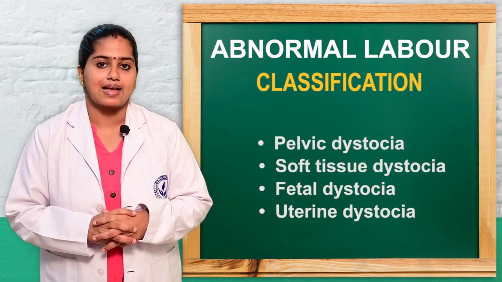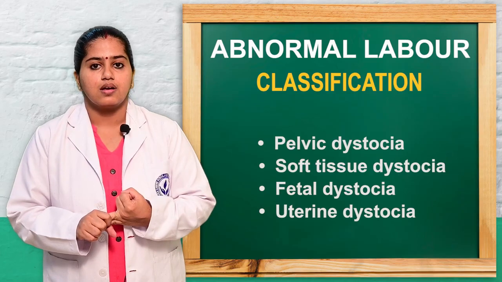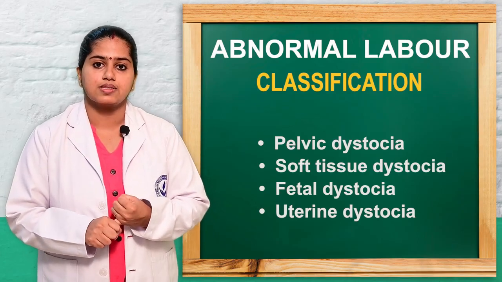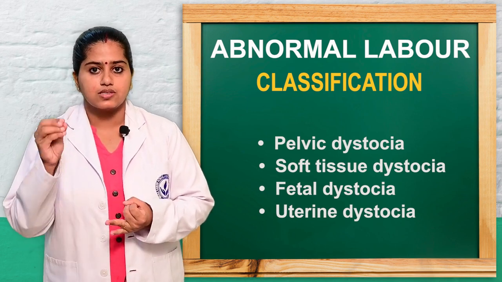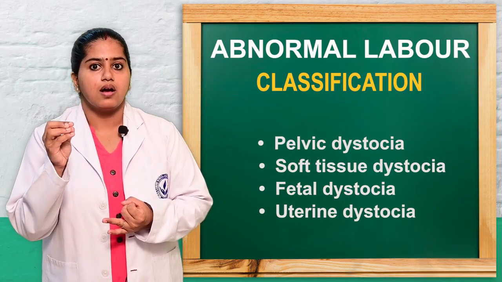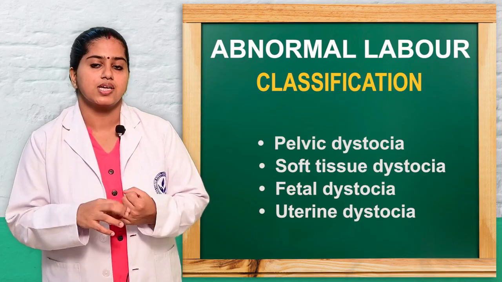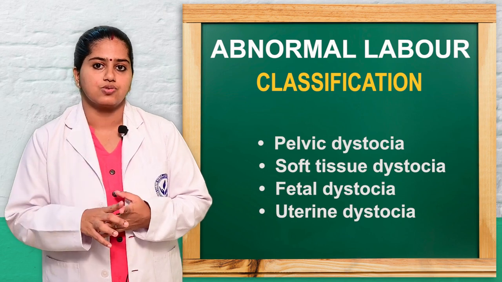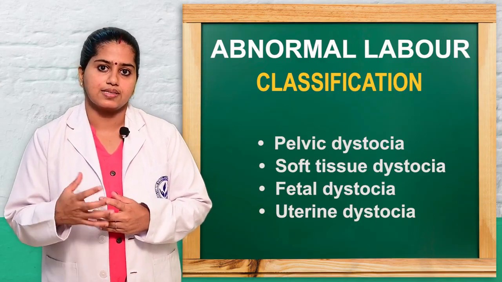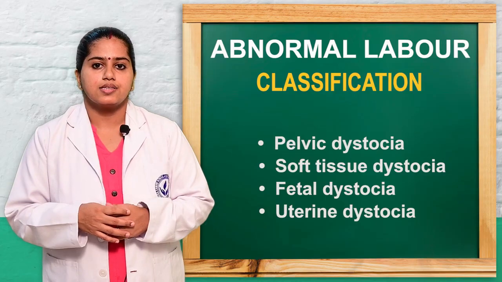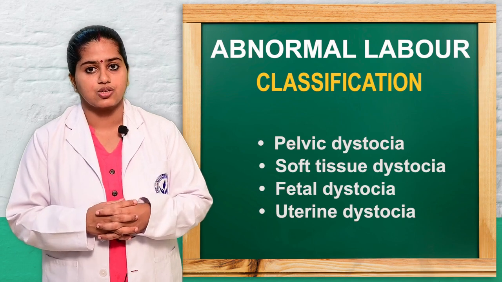Next we will see the classification of disorders. One is pelvic dystocia, mainly because of the variation of diameters of the pelvis. Second is soft tissue dystocia: any soft tissue problems like tumors, myomas, congenital anomalies of the uterus, vagina and cervix, or cervical dystocia. Then fetal dystocia, fetal causes like we have described so many causes: malpresentation, conjoined twins, interlocking twins. And there is uterine dystocia also. So these are the main classifications of dystocia.